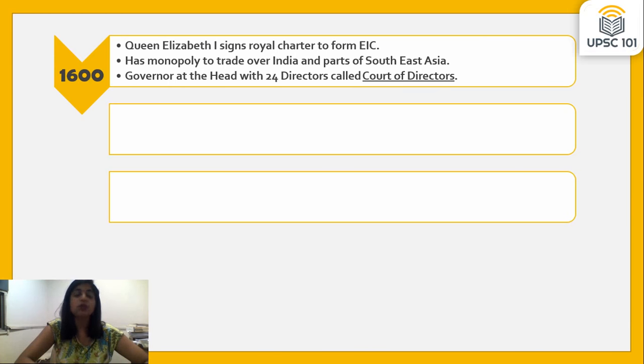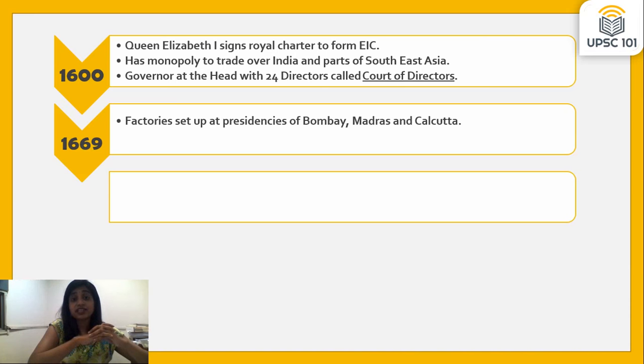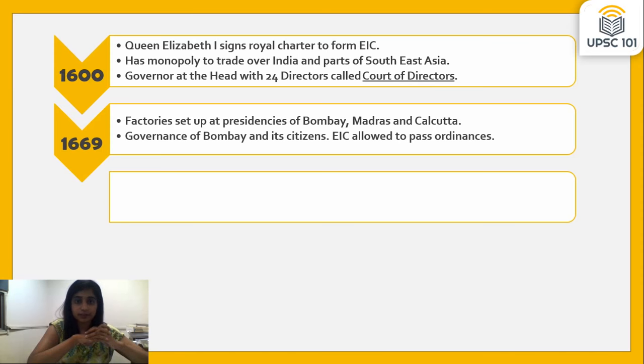Okay? Now, of course, the business was pretty much unremarkable and stable for a lot of years until 1669 because it got its breakthrough in the later part of the 17th century. And in 1669, the East India Company was allowed to set up factories in the three main presidencies of India back then, which were Bombay, Madras and Calcutta, right? And the East India Company set up factories in these three presidencies. Above that, the Charter Act of 1669 also allowed the East India Company to govern Bombay and its citizens, right?